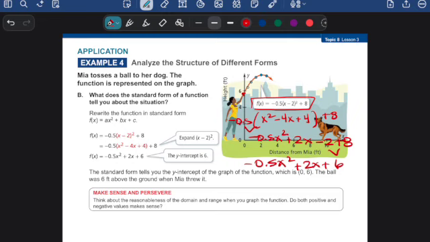So all we did was do the math. We just distribute. Make sure you square your parentheses first, and then multiply by the coefficient, and then combine your constants. So just remember your order of operations. Now, from our standard form, what do we know? The y-intercept is at 6. So the y-intercept is at 0, 6. That means when it leaves her hand, it is 6 feet above the ground.